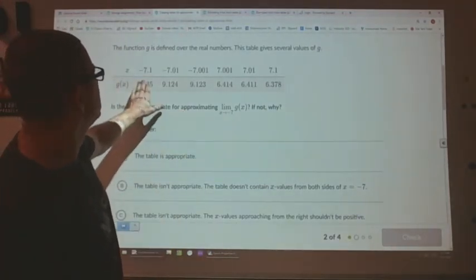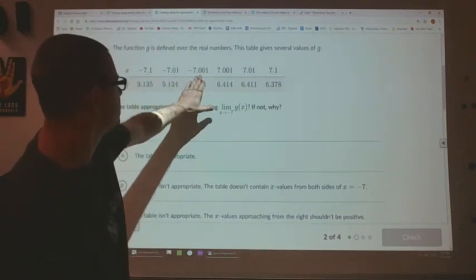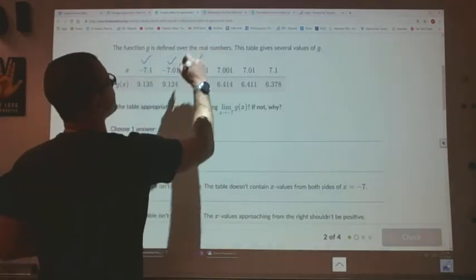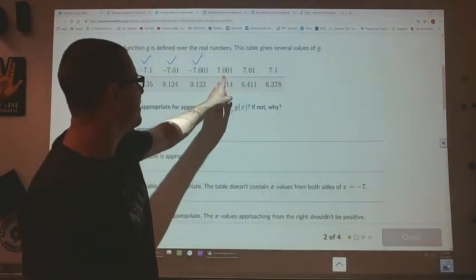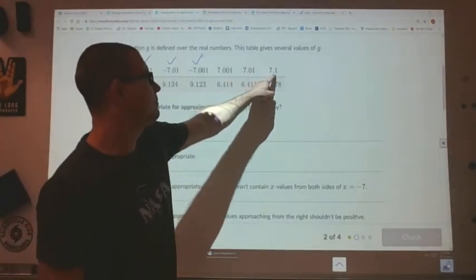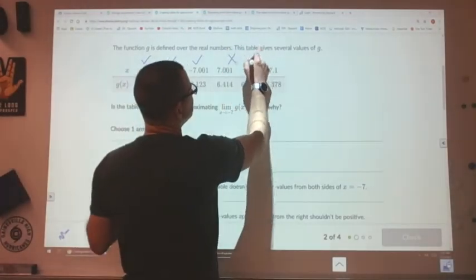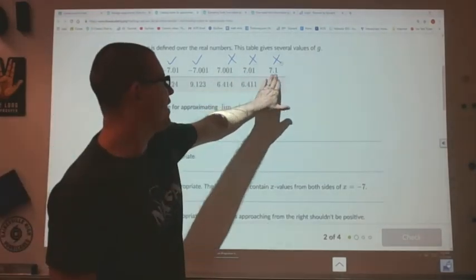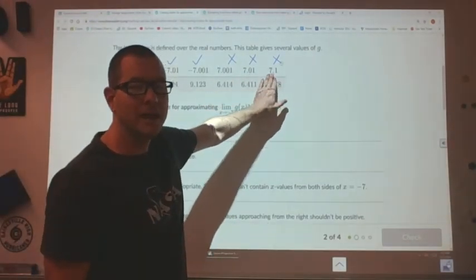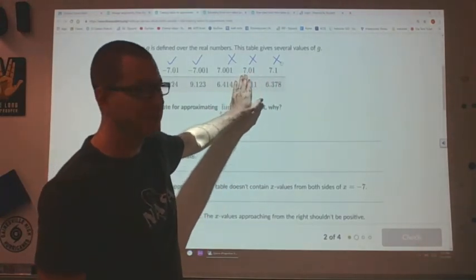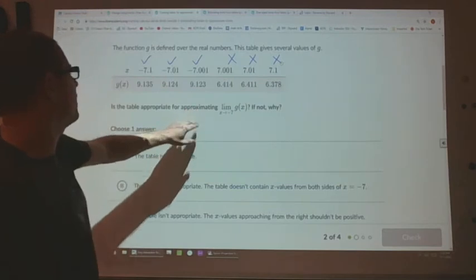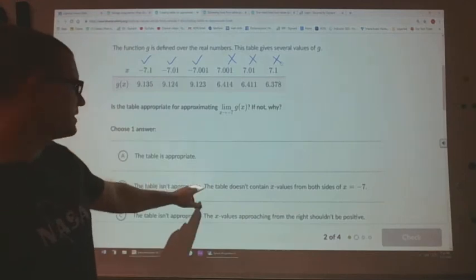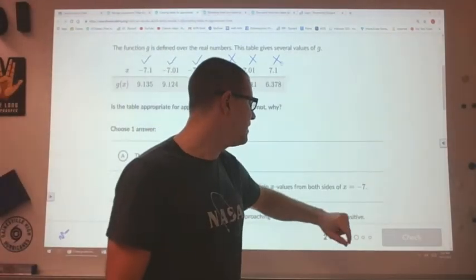So here, -7.1, -7.01, -7.001, those are all great values for that. But then +7.001, +7.01, +7.1, these are terrible. To find the limit as x approaches -7, these values are way too far to the right. And they're not even approaching our -7. So that doesn't work. Is it an appropriate approximation? No. The table is not appropriate. It does not contain x values from both sides of x equals -7.